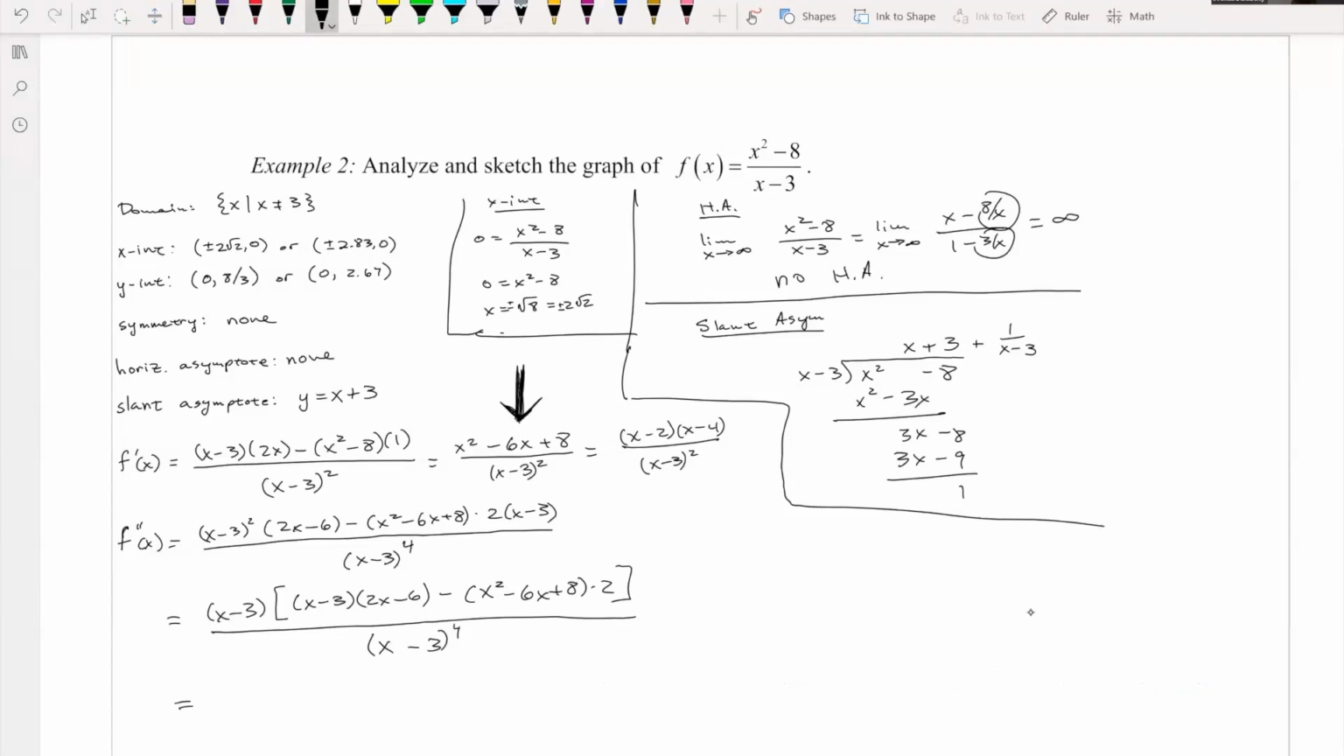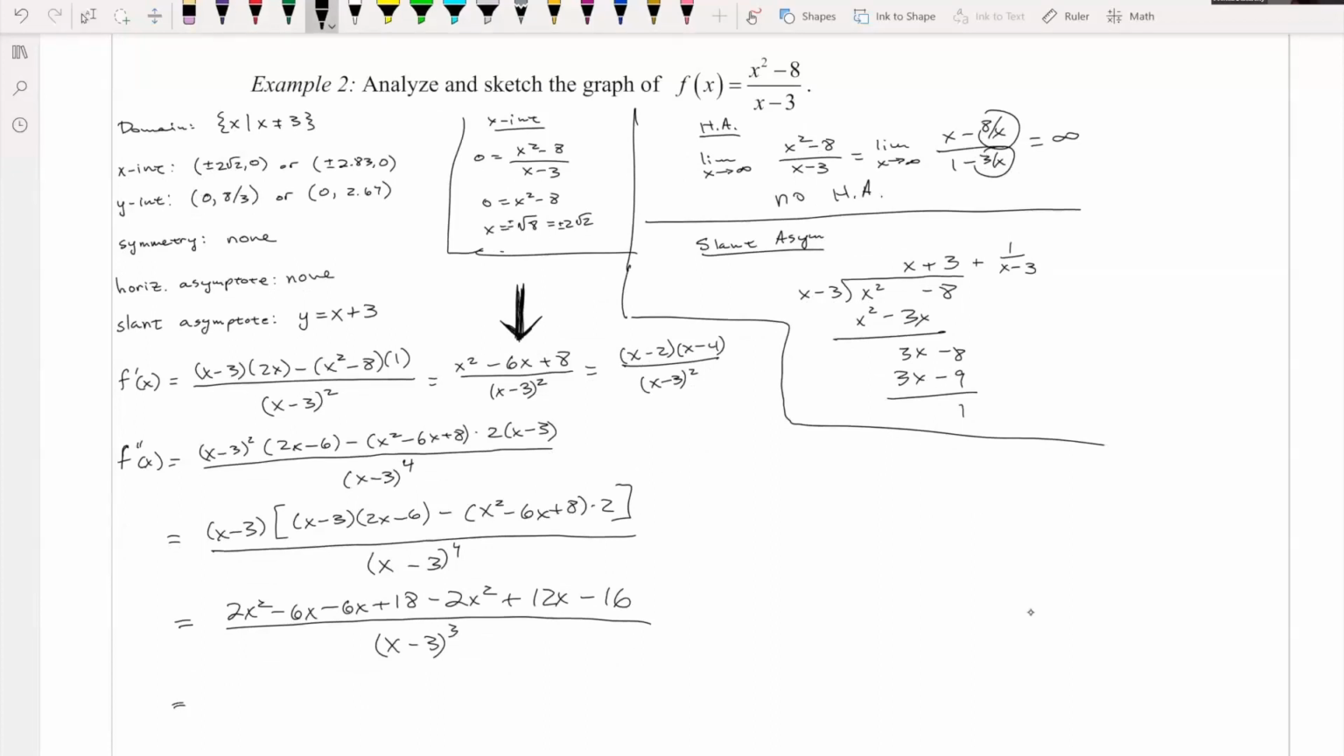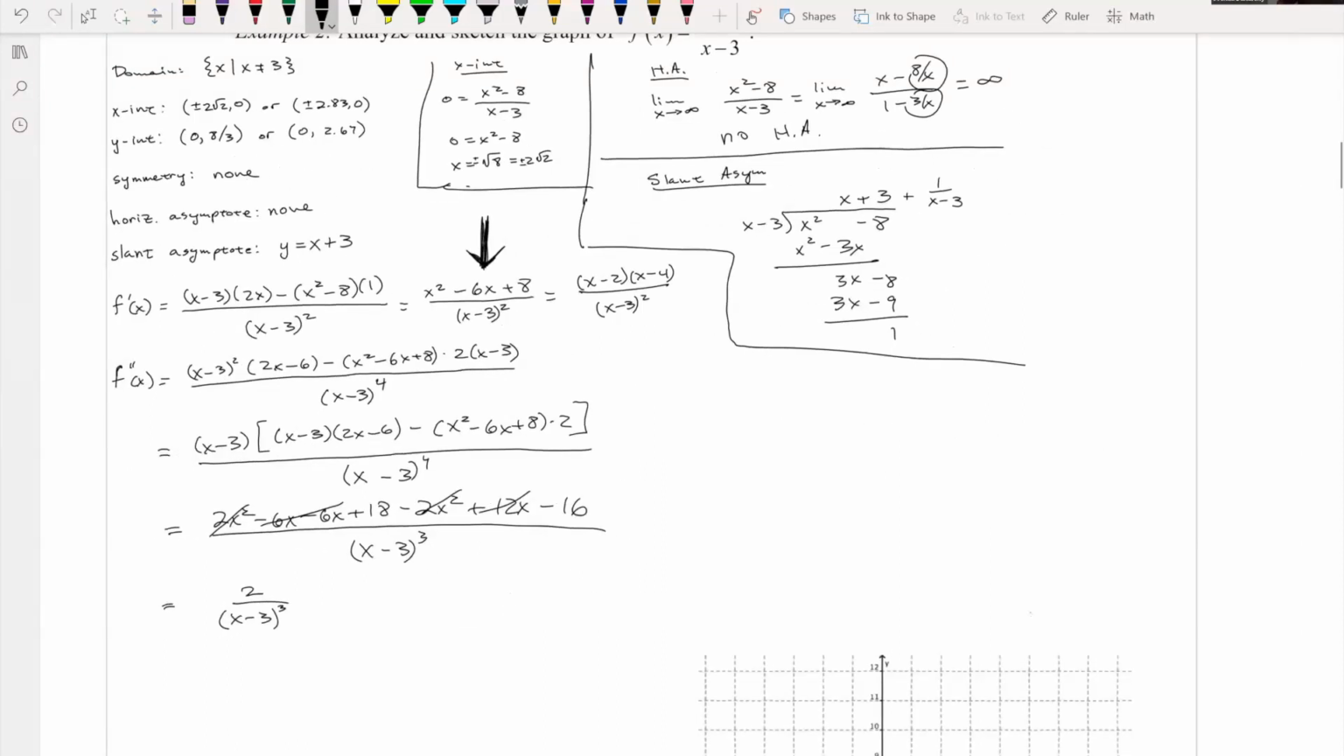So now multiplying, I'm going to have 2x squared minus 6x. Wait, 2x squared minus 6x plus 18 minus 2x squared plus 12x minus 16. I'm distributing all the way out here. I'm going to cancel to get x minus 3 to the 3rd. The 2x squareds cancel. The negative 6x's and the 12x cancel. We're just going to have 2 over x minus 3 cubed. That turned out nicely.